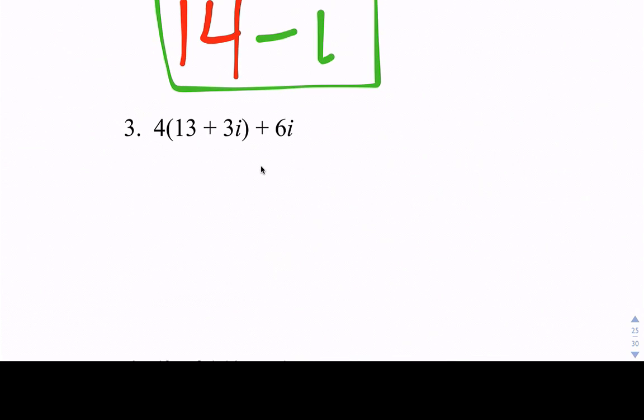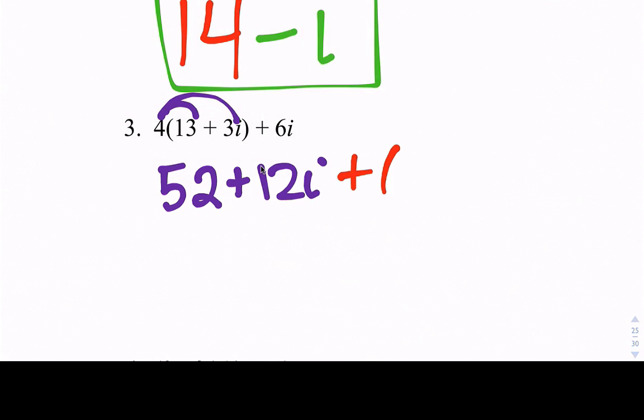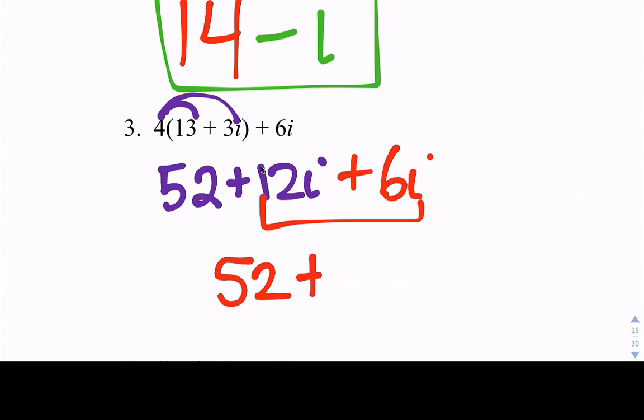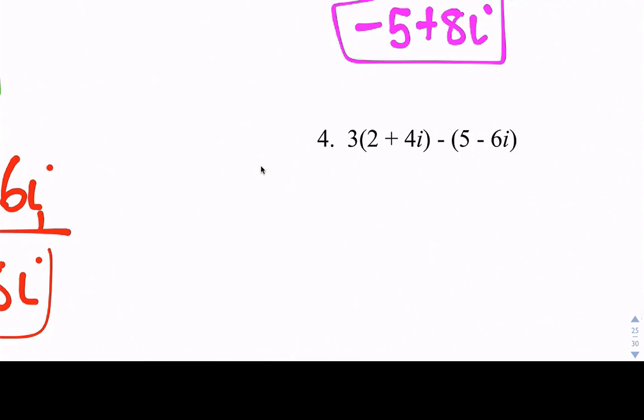All right, this one has a few operations. We're going to distribute. So we get 52 plus 12i, and then you have that plus 6i hanging out at the end. And again, you'll combine like terms. We get 52 plus 18i. So it's just like combining like terms, except you have your i there. Let's do one more like this.